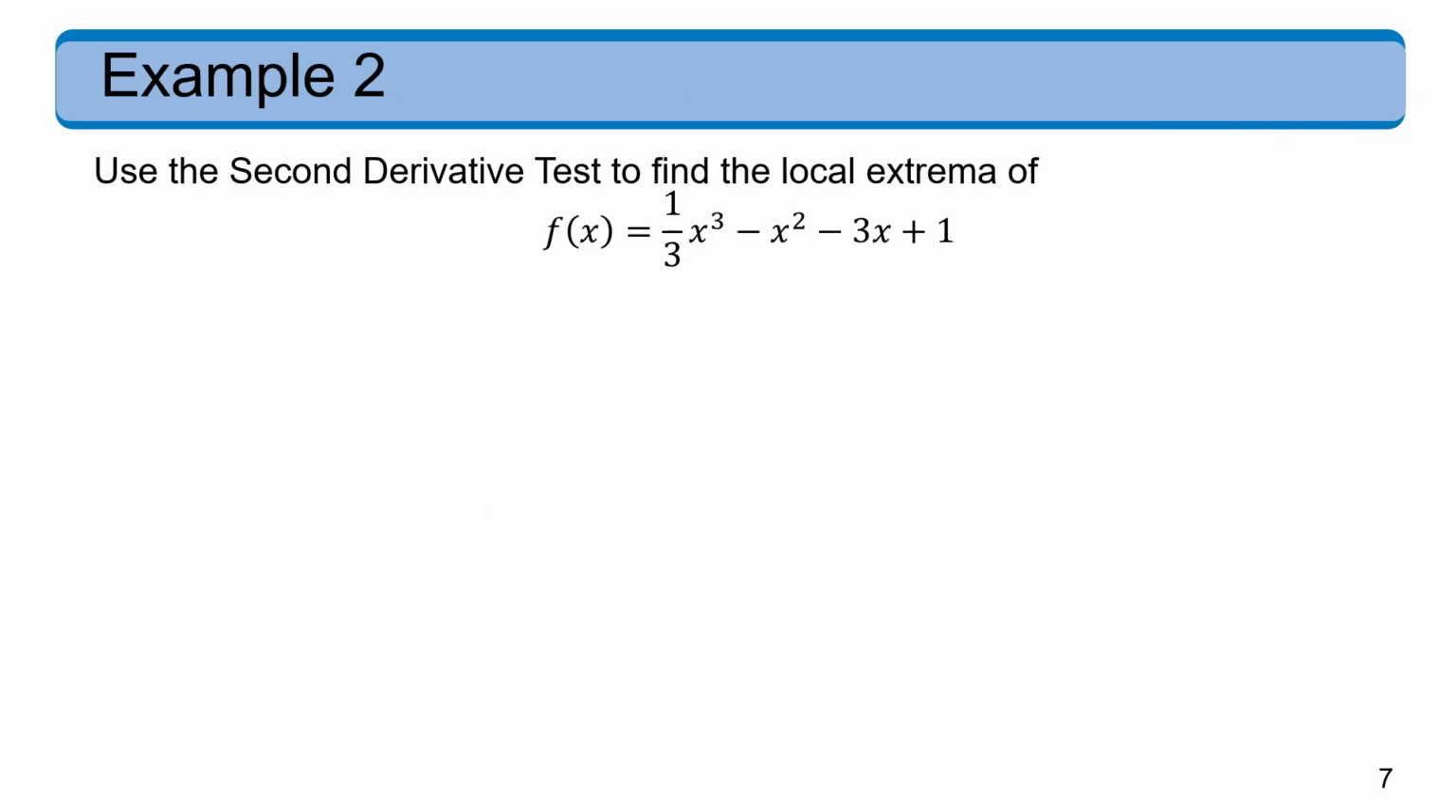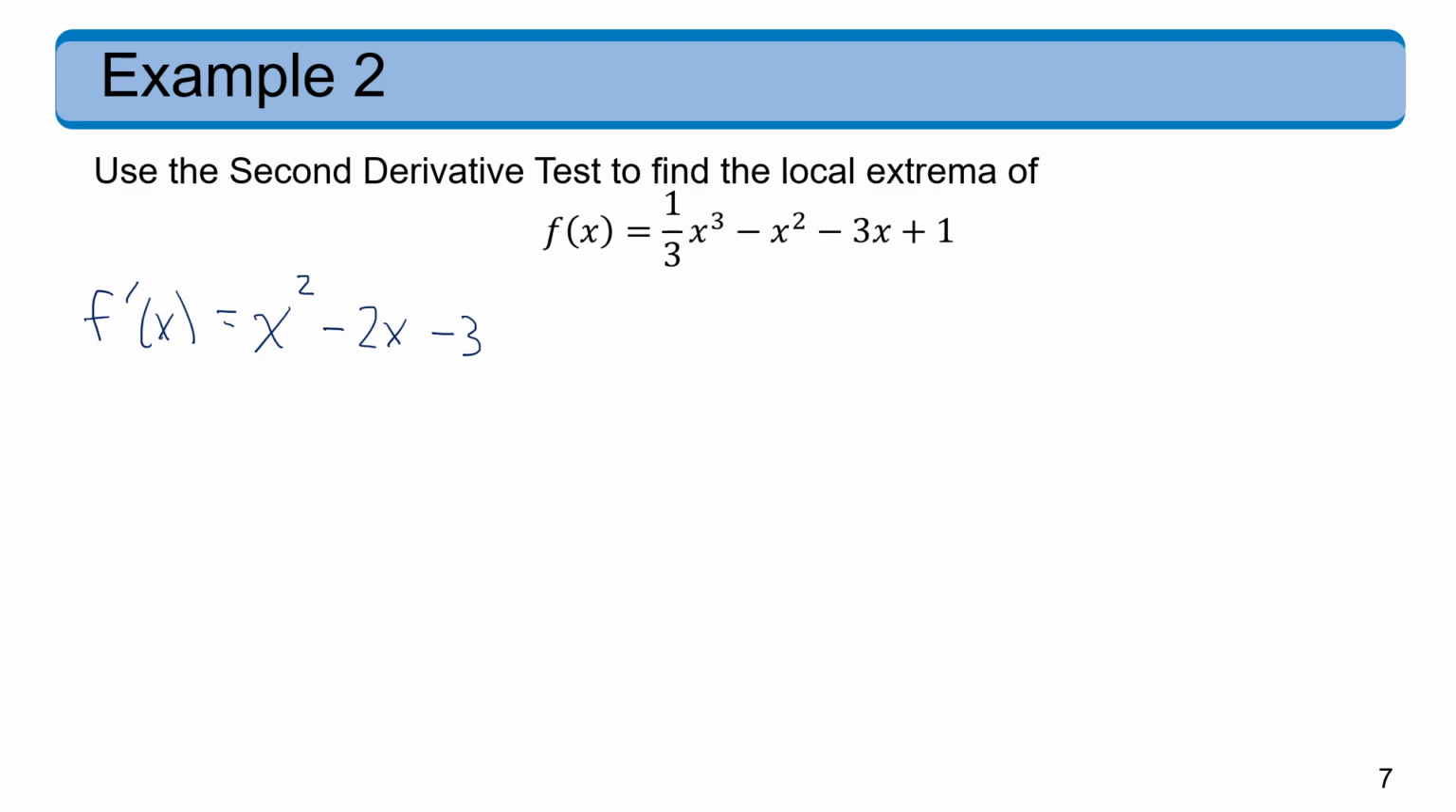Let's use the second derivative test in this example to find the local extrema of the given function. For this test we're going to need both f prime and f double prime. So let's start with f prime. It's a simple derivative for this function. Using the power rule on the first term, when we bring the 3 down in front, it cancels with the 1/3, and we reduce the power from 3 down to 2, so it becomes x squared. Second term, the derivative is minus 2x, and then minus 3 plus 0.